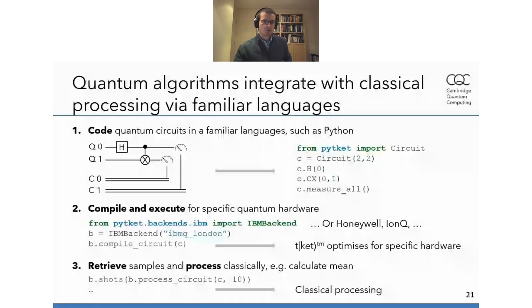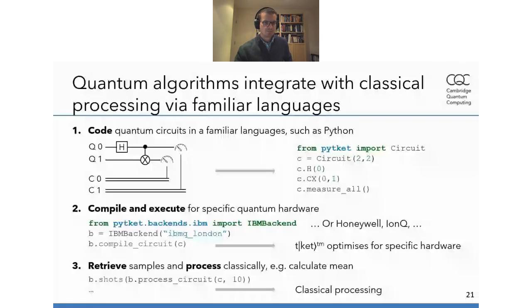And now how you would code this in a framework like Tket. You would tell it, okay, I want a circuit with 2 qubits and 2 classical bits, and then apply this H gate on qubit 0, then apply this, what is called the CNOT or CX gate, on qubit 0 and 1. And then at the end, just measure all my qubits into these available classical bits.